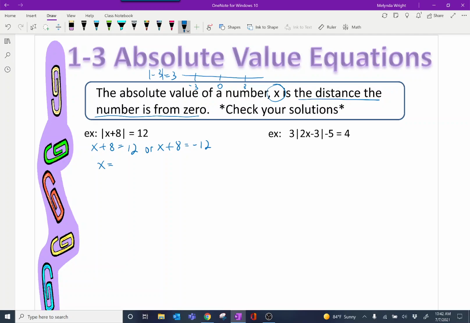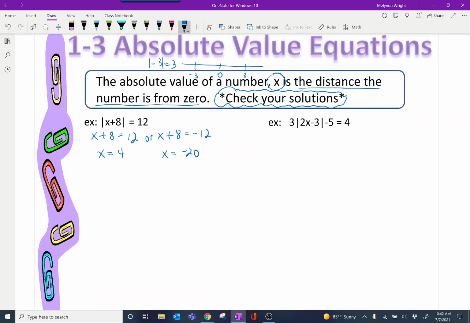So we move the 8 over, we get a 4, we move the 8 over again, and we get a -20. Checking your solution is pretty important when we have variables outside the absolute value. These should be just fine, but let's practice and do our check. These checks can be done in your head; you don't have to write them out. I'm going to write them out just so we have a reference.